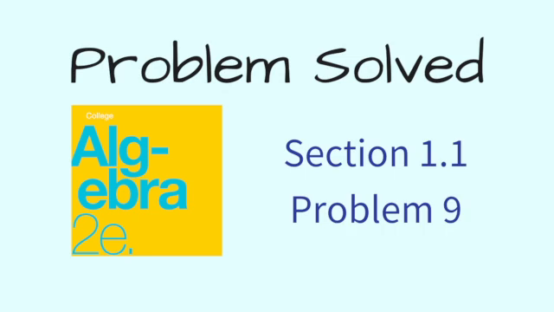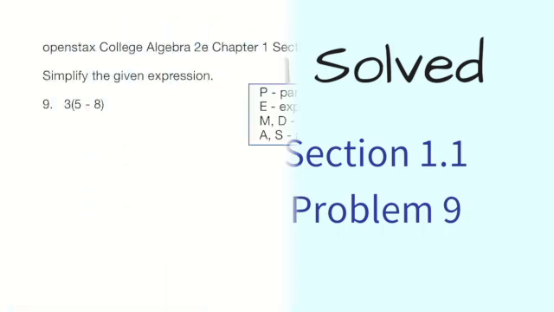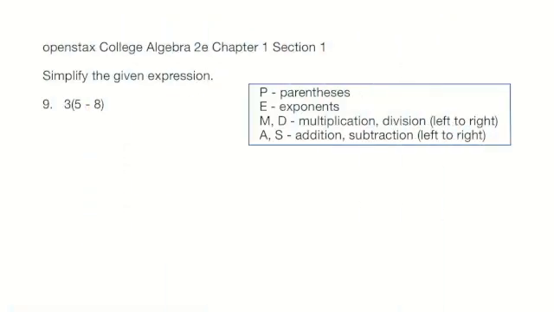It is from section 1.1 of College Algebra 2E by OpenStax. In this problem, we need to simplify the given expression. We will need to use the order of operations. And we need to simplify 3 times in parentheses 5 minus 8. So we will handle the parentheses first.